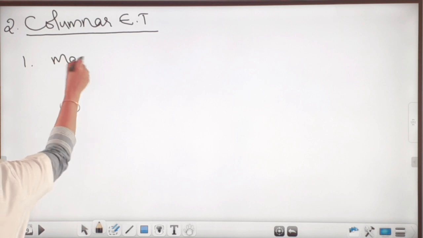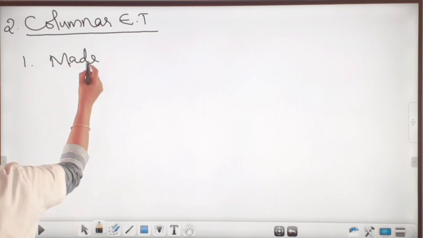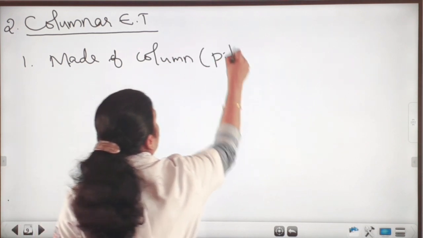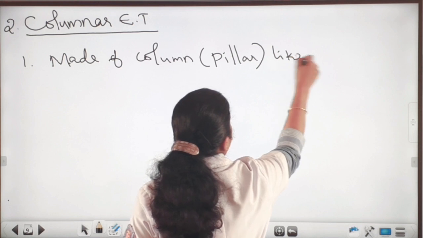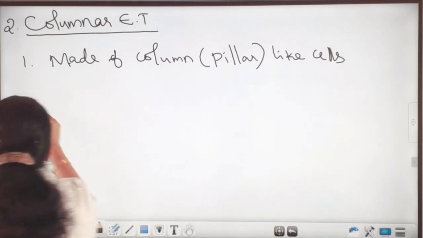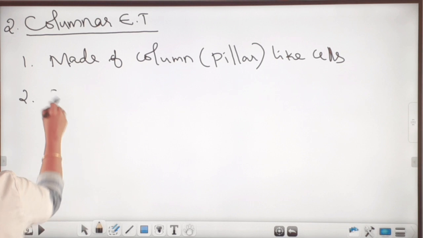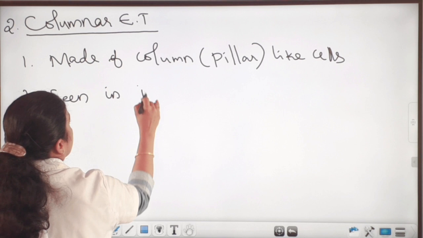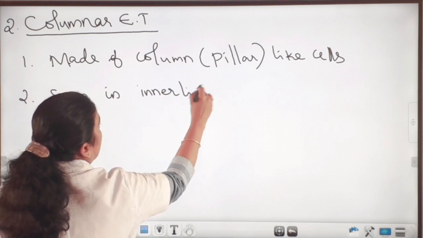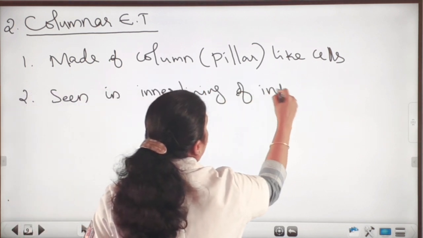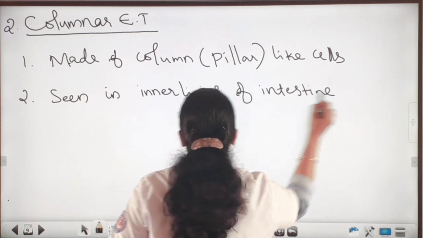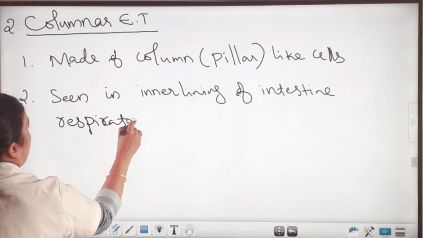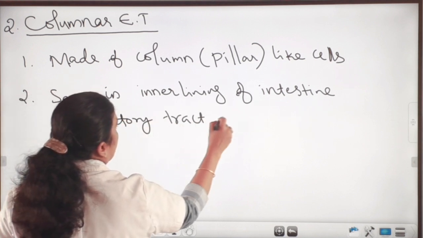Made of column-like or pillar-like cells. And it can be seen in the inner lining of the mouth, the inner lining of the intestine, then the respiratory tract, etc.